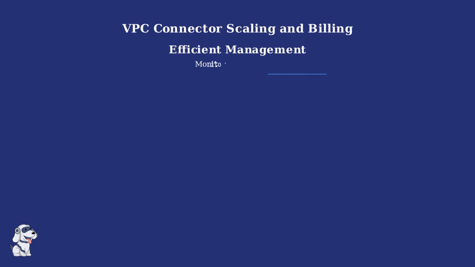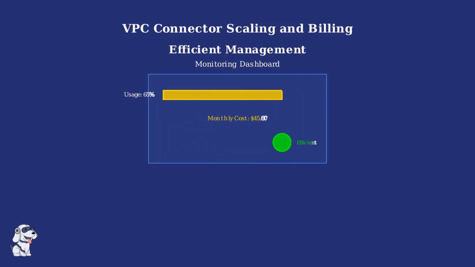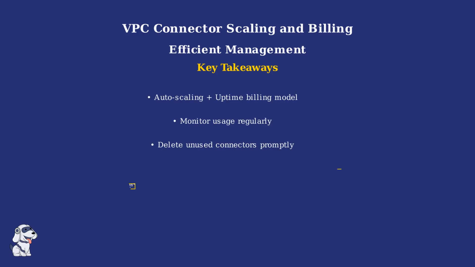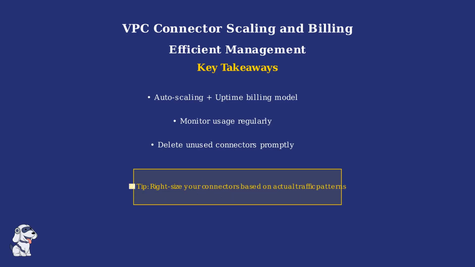Because of this billing model, it's crucial to manage your VPC connectors efficiently. You should monitor their usage and ensure they're appropriately sized for your application's actual needs. Here are the key takeaways. First, VPC connectors scale automatically, but you pay for uptime, not usage. Second, monitor your connectors regularly to avoid unnecessary costs. And third, delete unused connectors promptly to stop billing.